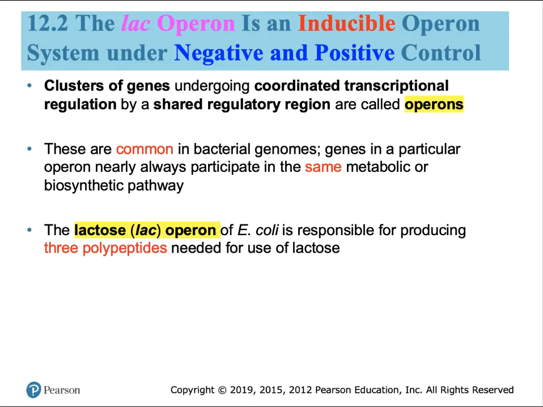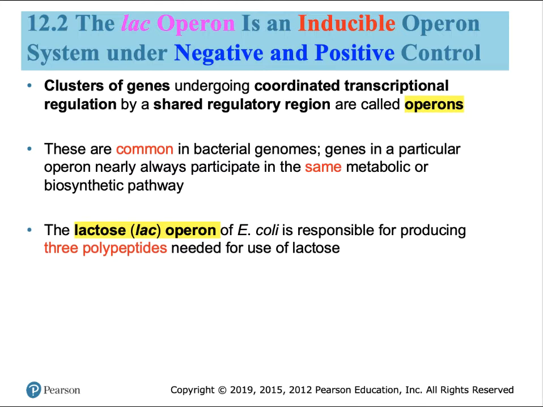Whenever we find multiple genes under the control of a single switch, we call that system an operon. So in this case, we have 3 genes with one switch for transcription. Thus, we have 3 structural genes under the control of a single promoter.